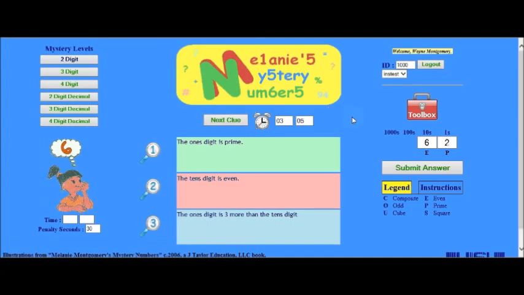So we'll give it another try here. The 1's digit is prime, as it shows underneath. The 10's digit is even. And the 1's digit is 3 more than the 10's digit. Well, we'll make this a 5, which is prime. We'll make this a 2, which is even. That should give us the right answer.